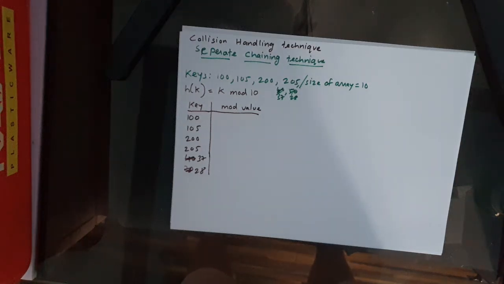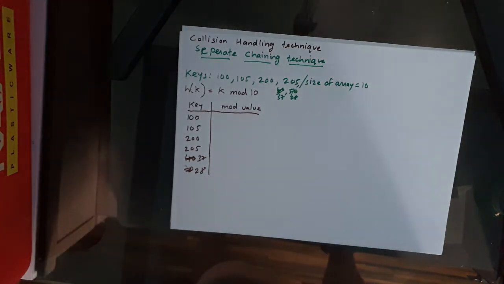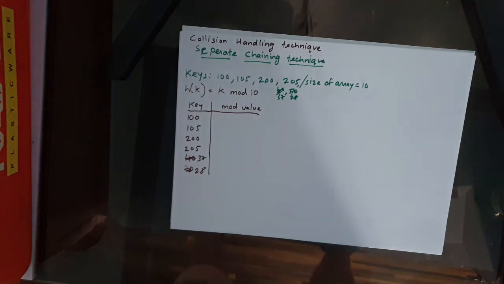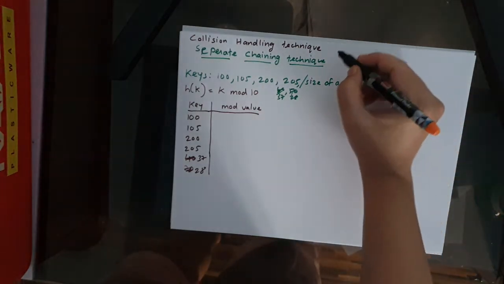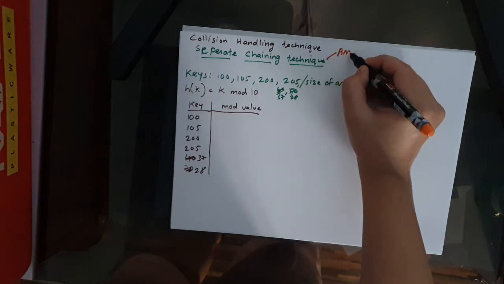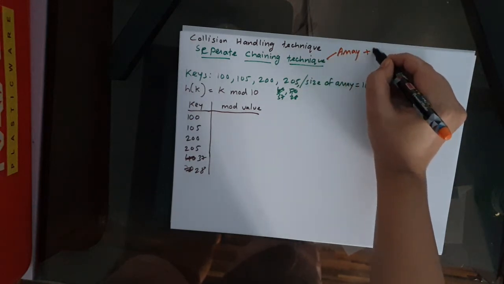So let's begin with collision handling techniques. And the very first one that we are going to see is the separate chaining technique. In this, we are going to use a combination of data structures: a combination of array plus linked list.